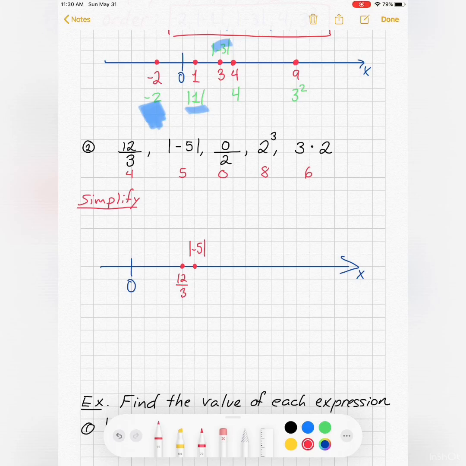Okay, 0, that was here. Should I label that as it was presented? 0 divided by 2? 2 cubed, that's 8. And then 6, 3 times 2.